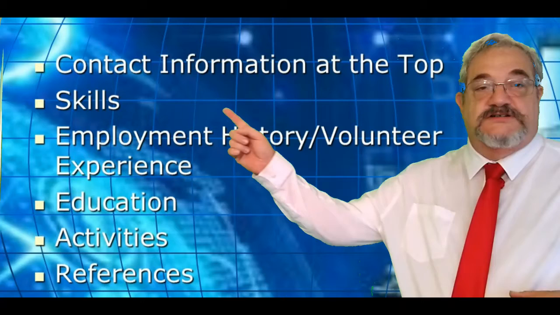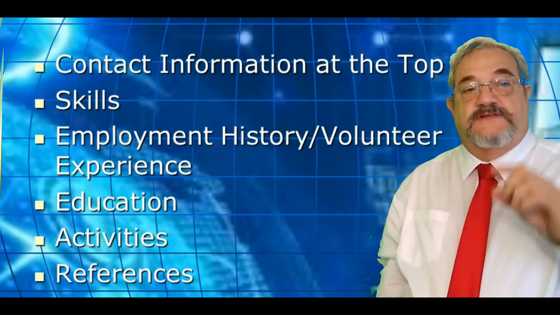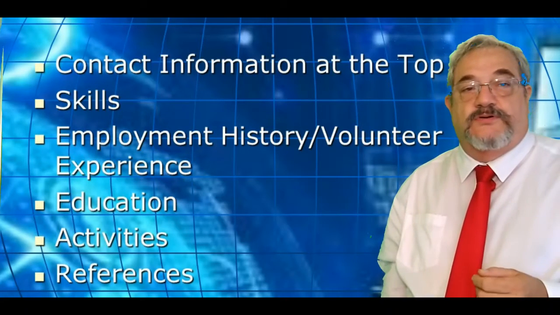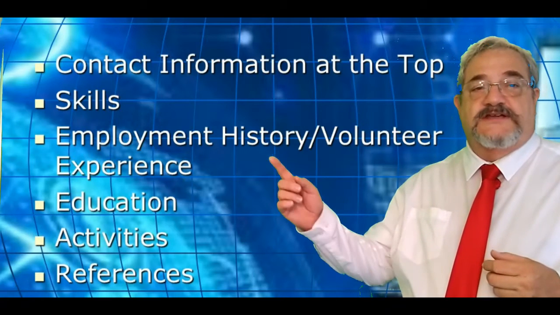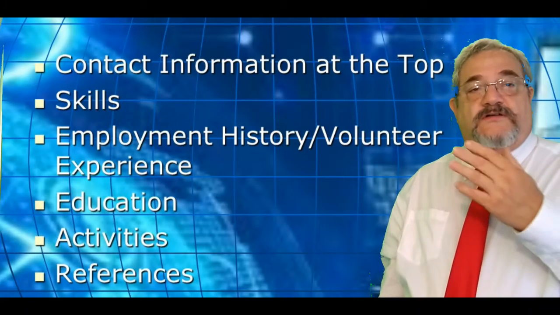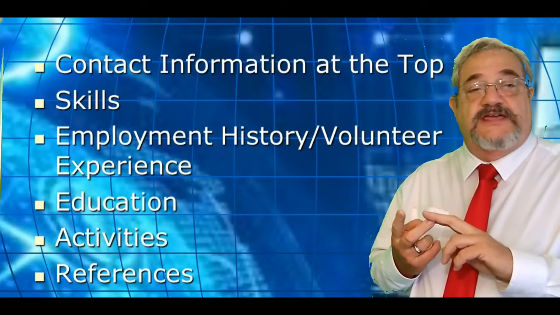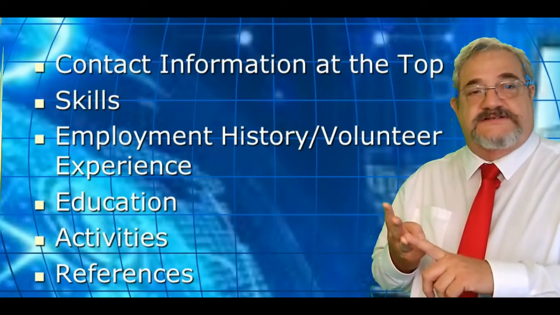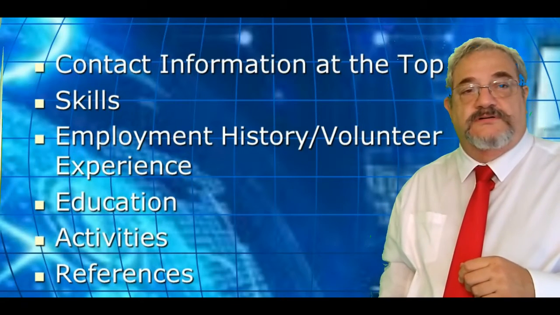The next section of a resume could be a skills section that highlights the specialized skills that you bring to the employer that the employer is looking for. The next section after that is the employment history. And on that employment history, you list the from and to dates, the name of the employer, and a list of tasks or skills that you used at that employer.